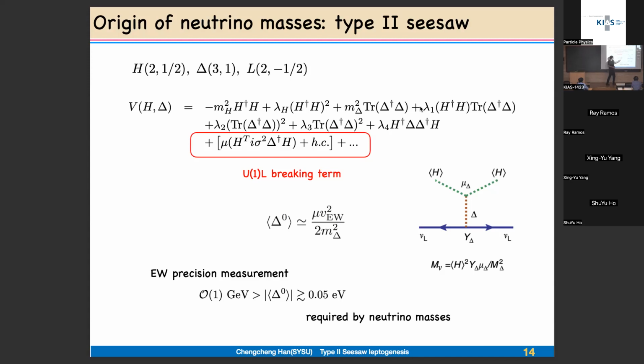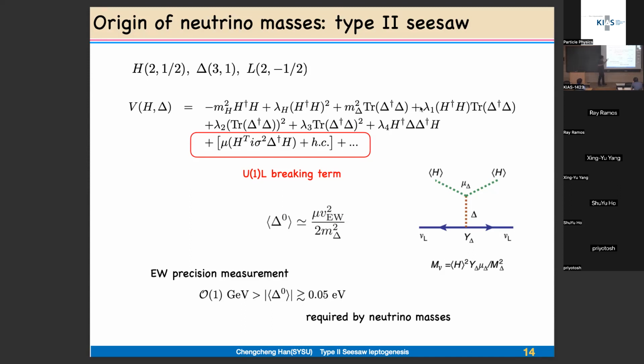You can imagine that if there were no such term, we would not have neutrino mass. Indeed, the vacuum value of delta 0 is proportional to this mu term. If the mu term is there, then we will have the neutrino mass. That's very natural. I think this term is allowed, and the neutrino gets mass.